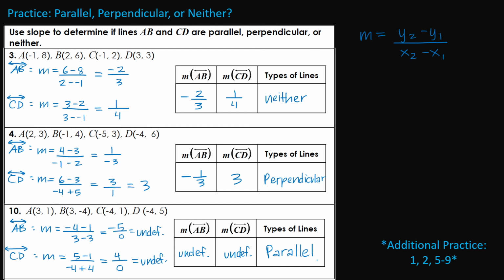For additional practice on these types of problems, telling whether lines are parallel, perpendicular, or neither, look at problems 1, 2, and then 5 through 9.